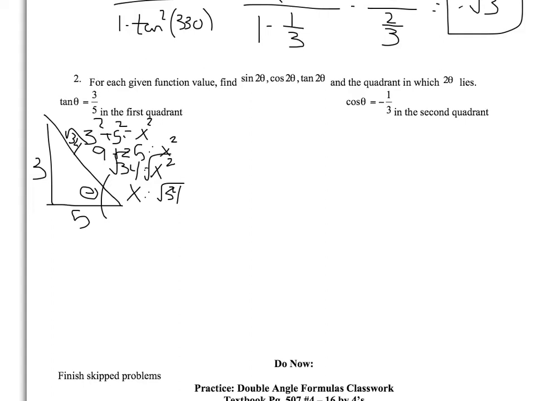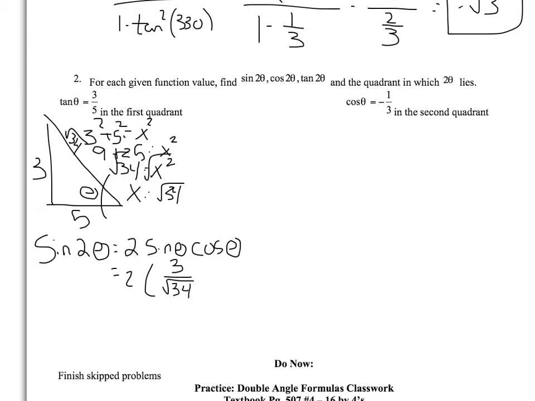Now I can find sine 2 theta, cos 2 theta, and tan 2 theta. Sine 2 theta from the formula is equal to 2 sine theta cos theta. Well, look at your triangle. Sine theta is opposite over hypotenuse. So it's going to be 3 over radical 34. How do I know that's positive? You should be saying because it's in the first quadrant. Everything in the first quadrant is positive.